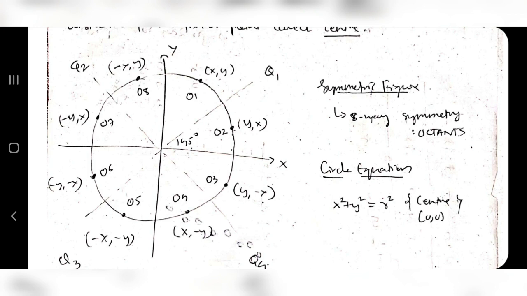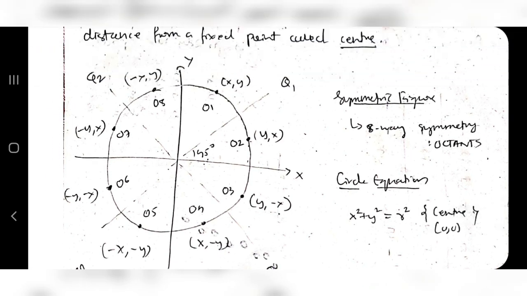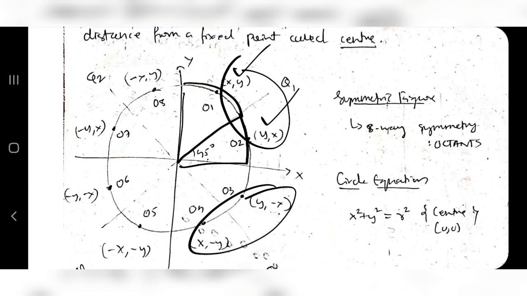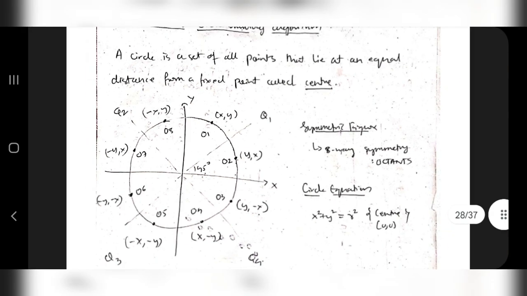In this way, we'll be able to plot the whole circle. If you are able to plot this part of the circle, the first octant, then just by changing the x and y values, using the symmetry, we'll be able to plot the rest. If a half circle is there, we can do the full circle also. So in this module, in the exam, they'll ask you to plot the first octant itself. That's all. So let's see how to do that.